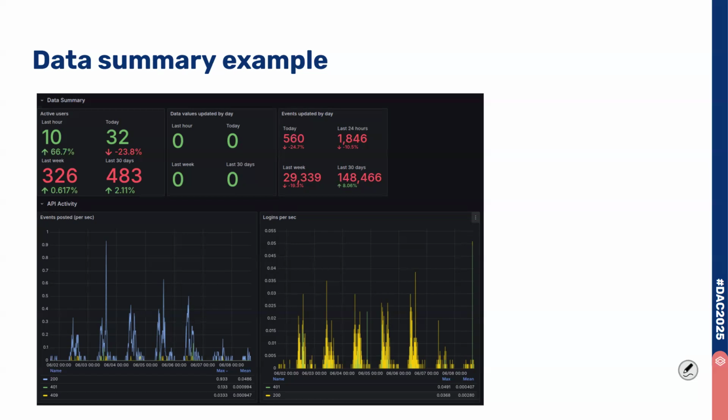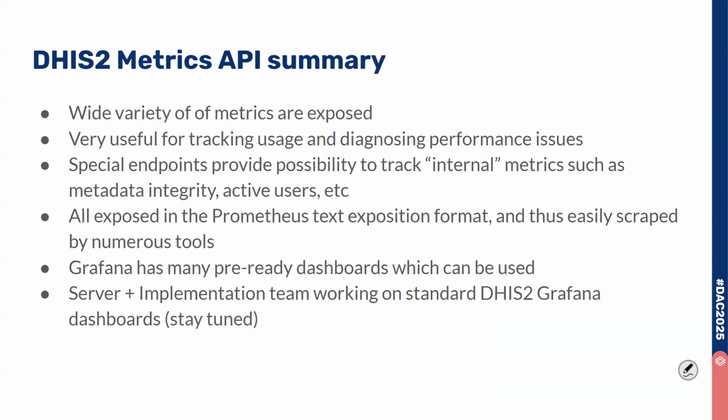In summary, I just wanted to be sure that everybody was aware that we do have quite good metrics. There's a lot more that could be done. I know that there's talk, I'm looking at Stian there, of exposing more metrics and telemetry. Very useful for tracking usage and diagnosing performance issues. It's a very different type of metrics than what you get out of Glowroot, which tends to be very much transaction oriented. These are longer term things where you can look at trends over time.